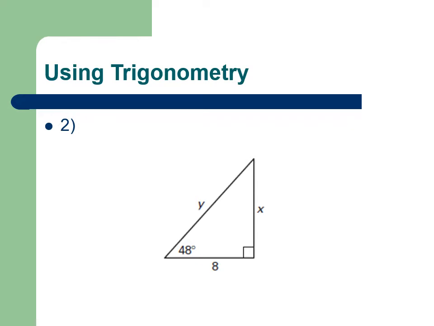All right, here's problem 2. Again, you've got 8. You've got x and y, asking yourself, okay, do I have the opposite, the adjacent, the hypotenuse? Which side am I trying to solve for? And then which SOHCAHTOA, which trig function am I going to use from there?